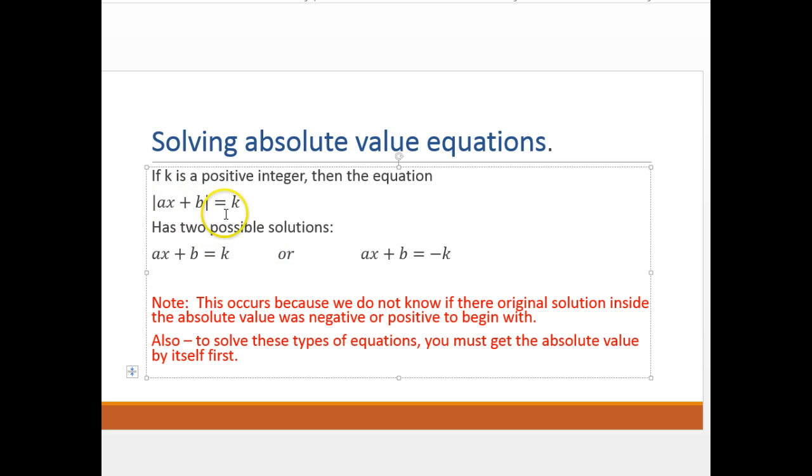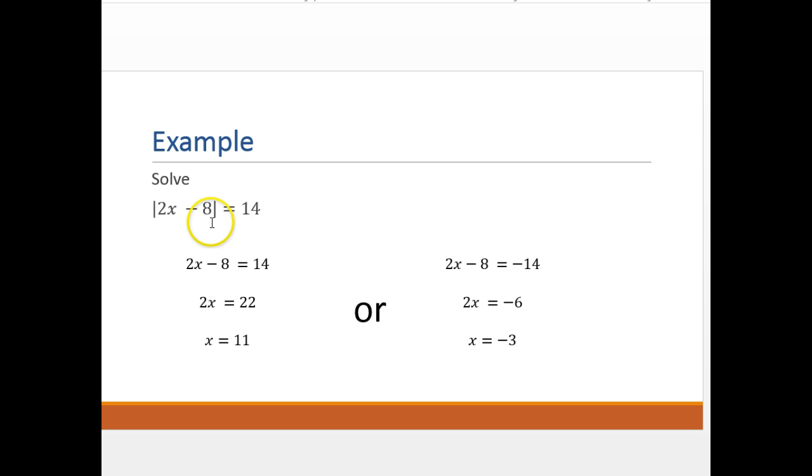Now when you go to solve absolute value equations, we need to get the absolute value isolated by itself first, and we'll see an example of that in a second. Let's solve the absolute value of 2x minus 8 equals 14. Notice the absolute value is on the left-hand side by itself. So I can go ahead and break this into two equations. My first equation is 2x minus 8 equals 14. My second equation is 2x minus 8 equals negative 14. I'm going to solve both of these separately.